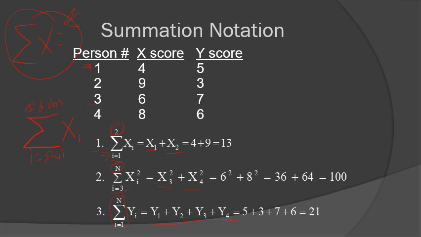Now, there's 3 things you see here on this slide. This first one is doing the sum of x, but it's only starting at 1 and going 2 observations. So you're taking the value of x1 and the value of x2, which is 4 and 9. That's what we've got here, the x score for 1 and the x score for 2. You've got that 4 and the 9, and then after you get them, you add them together. That's what the summation notation is doing.